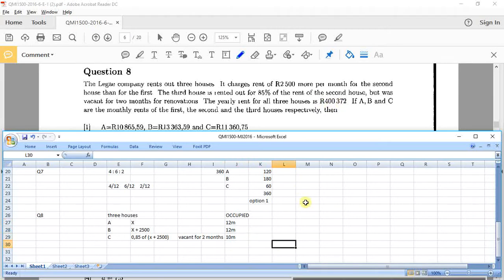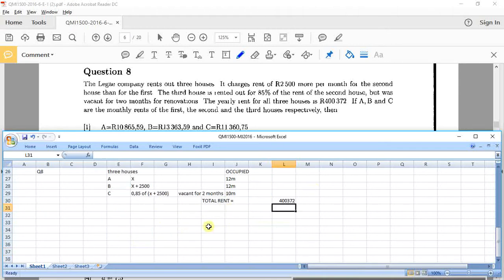So total rent was 400372. If A and B are the monthly rents of the first, second, and third houses respectively, then we need to work out this. Right, so we've got an equation here. Let's write down the equation.